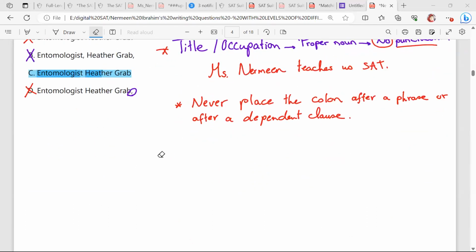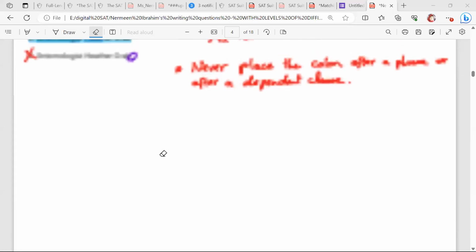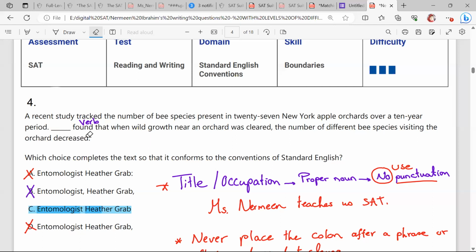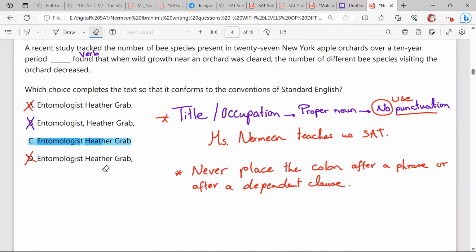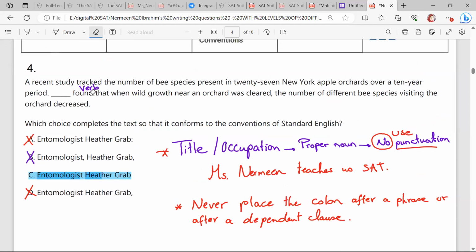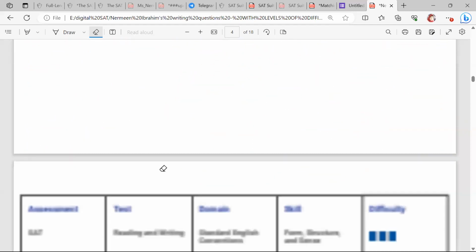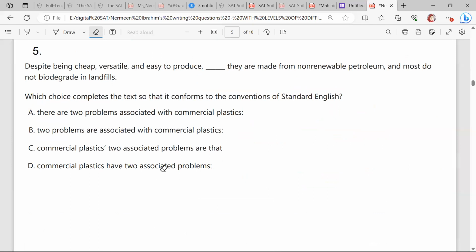Ziad Muhammad is asking me why D is incorrect. Dear Ziad, I guess you were not concentrating. We said that using one punctuation mark between the subject and the verb is unacceptable. Never, ever use one punctuation mark between the subject, entomologist Heather Grapp, and the verb, found. Can I say Ziad, comma, found? No, I can't say that. Is it clear? Hopefully, Ziad, you wrote down this note.